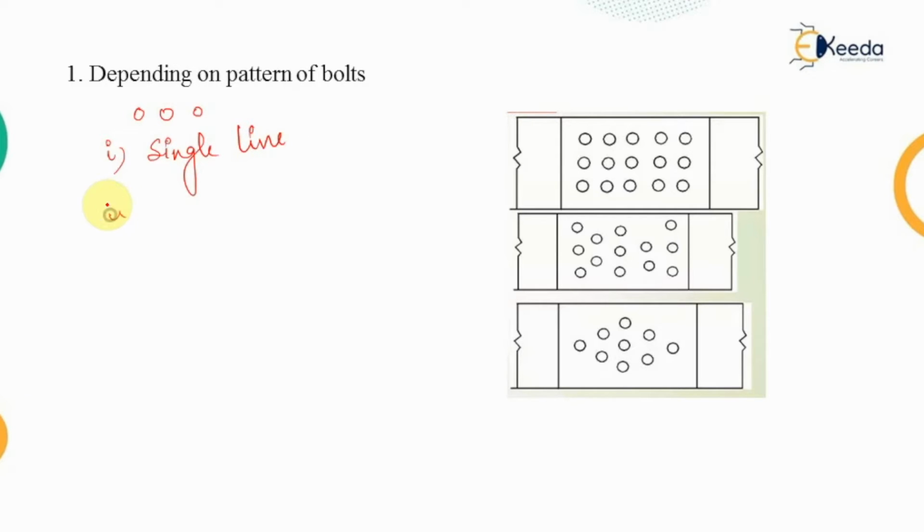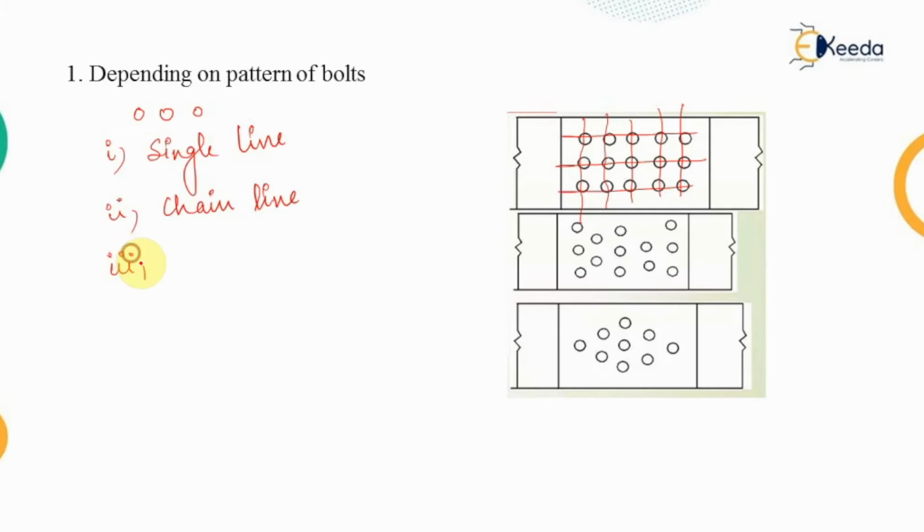Now if a number of bolts are provided in a single line and another line is provided below that, and the arrangement is made in such a way that the lines are coinciding, then that type of connection is known as the chain line connection, or that is known as the chaining pattern.